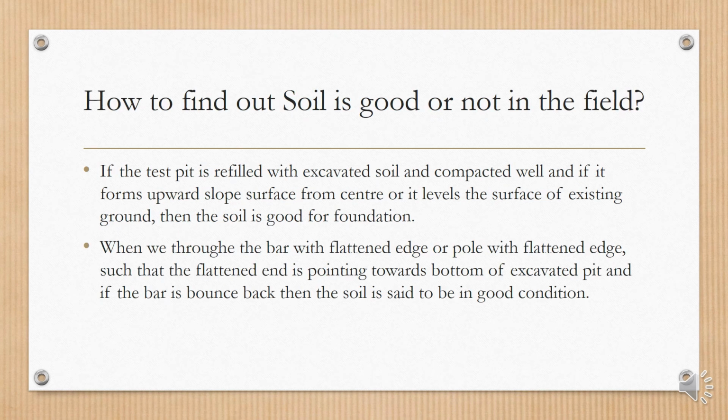How to find out if soil is good or not in the field? If the test pit is refilled with excavated soil and compacted well, and if it forms an upward slope surface from center or it levels the surface of the existing ground, then the soil is good for foundation. The second method is when we throw a bar with a flattened edge or pole with a flattened edge such that the flattened end is pointing towards the bottom of the excavated pit, and if the bar is bounced back, then the soil is said to be good in condition.